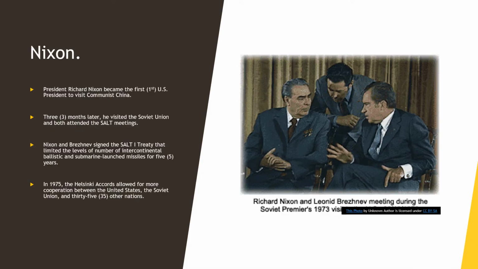President Richard Nixon became the first U.S. president to visit Communist China, and 3 months later he visited the Soviet Union, and both the Soviet Union and the United States attended the SALT meetings. Now, Nixon and Brezhnev signed the SALT I Treaty that limited the number of intercontinental ballistic and submarine-launched missiles for 5 years. And in 1975, the Helsinki Accords allowed for more cooperation between the United States, the Soviet Union, and 35 other nations. And this is Nixon meeting with Brezhnev here. So here's Richard Nixon on the right, and then Brezhnev on the left. It's probably an interpreter in the middle there, but that's them meeting to discuss reducing Cold War tensions.